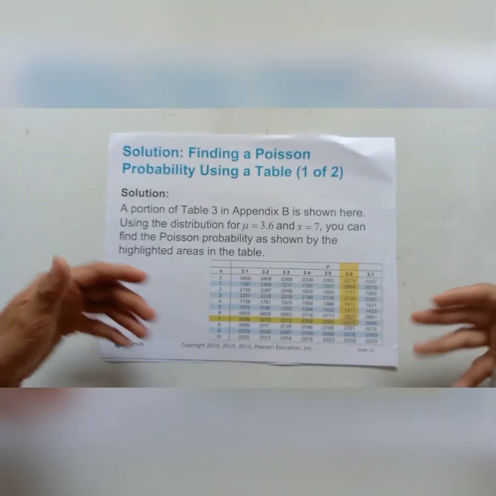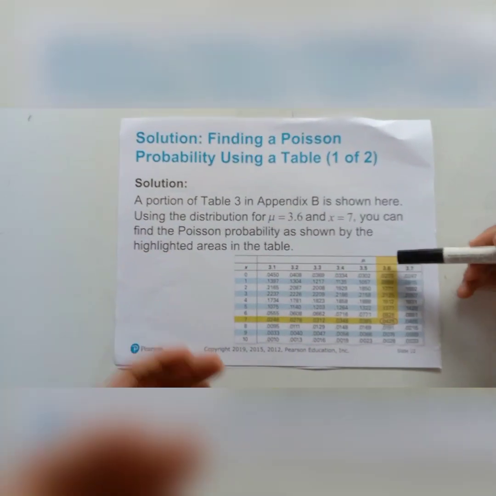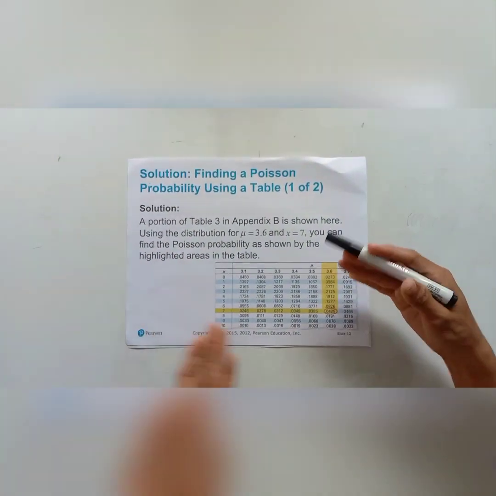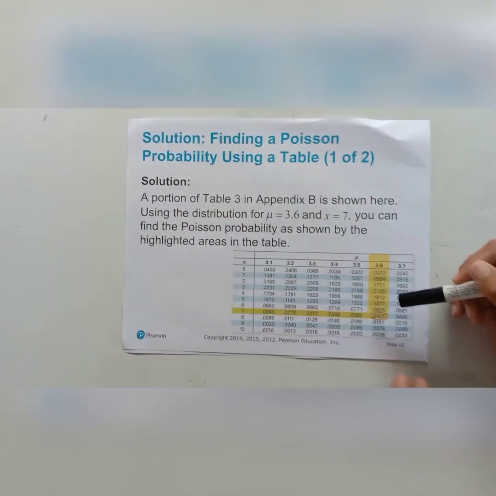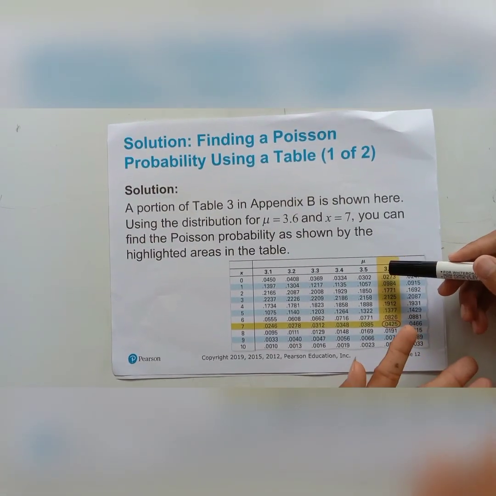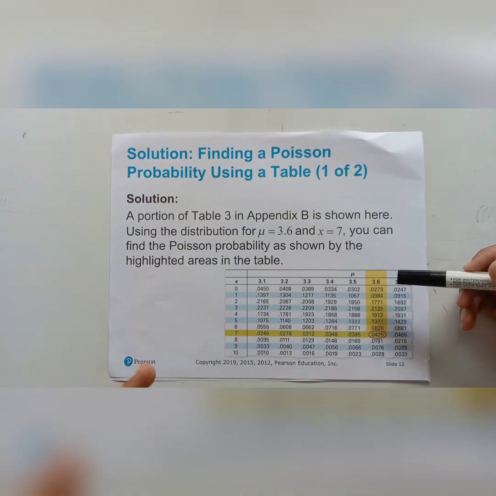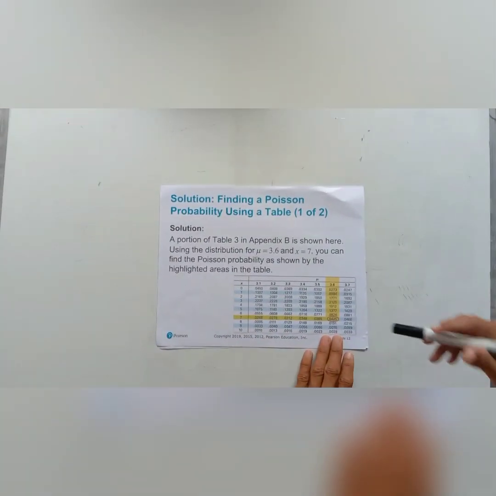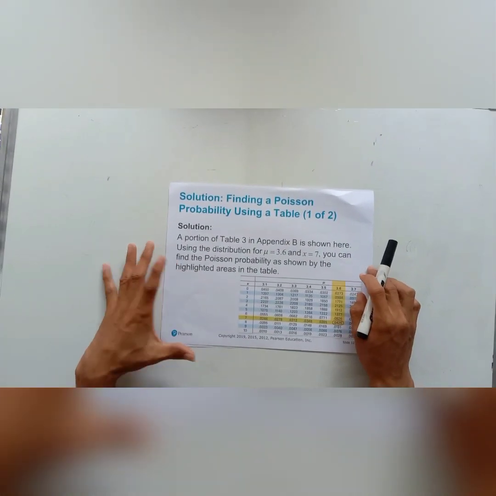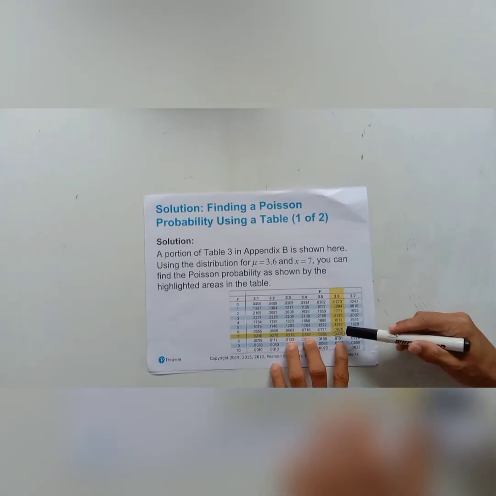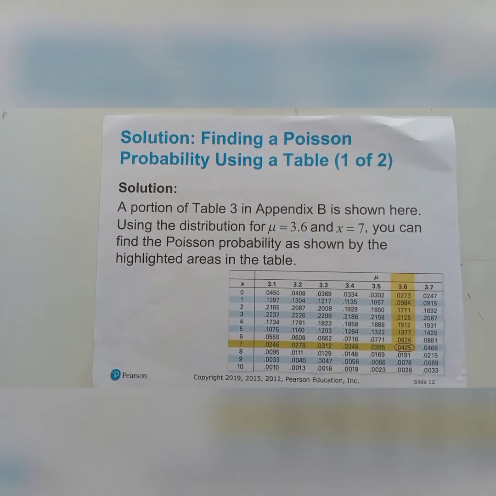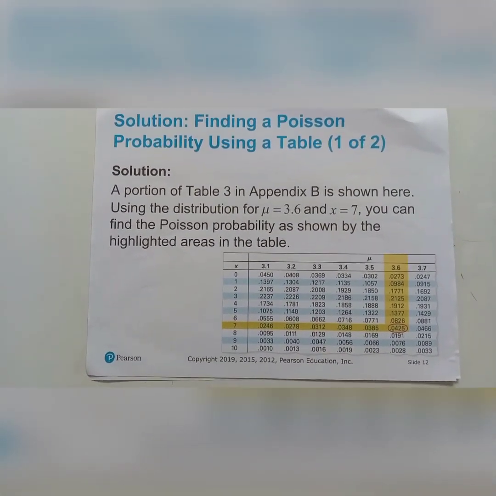We see from this table, mu is equal to 3.6 and x is equal to 7. So at their intersection, using the distribution for mu is 3.6 and x is equal to 7, we can find the Poisson probability as shown in the highlighted area. According to the table, the probability is 0.0425, and we can check this result using technology, for example, Excel.